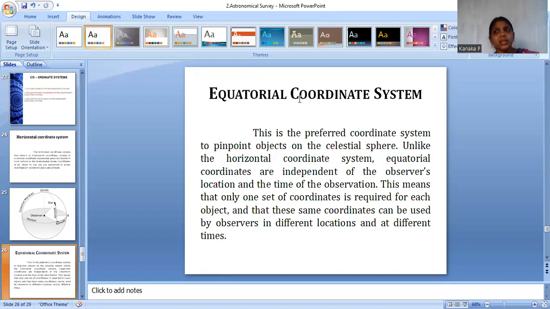Many elements are used in spherical trigonometry. First is the sphere, next the spherical triangle, and then the angles and sides of the spherical triangle. The sine formula is mainly used: sin a divided by sin A, sin b divided by sin B, equal to sin c divided by sin C. The cosine formula: cos a equals cos b cos c plus sin b sin c cos A. These are the main formulas for the spherical triangle.